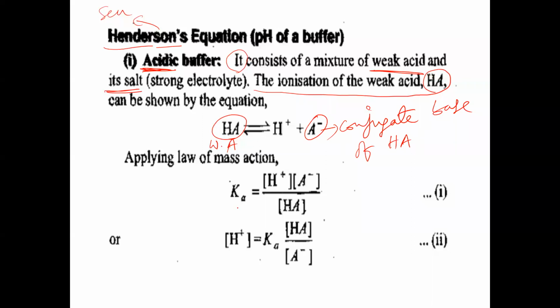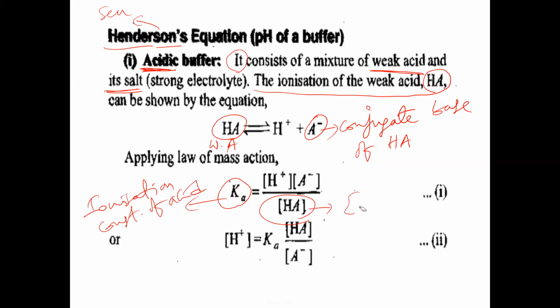Now Ka means what? The dissociation constant of acid, or ionization constant of acid. So the ionization constant of acid is what? Ka is equal to H plus concentration, the product into A minus concentration, by HA concentration. HA means what? Concentration of molecules of acid. So this HA concentration is taken as C.